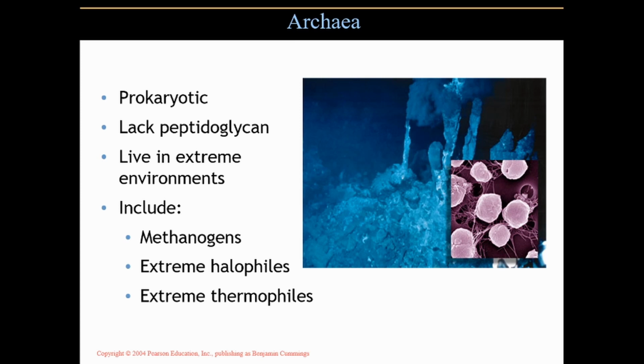point. And they're divided up into three categories: methanogens, which produce the gas methane; extreme halophiles, so they live in extremely salty environments. HAL refers to salt. That's what it's in reference to. Phile means to love, so they love extremely salty conditions like the Dead Sea or the Great Salt Lake. And extreme thermophiles, which love extreme heat. And that would be what you'd see here in this picture.